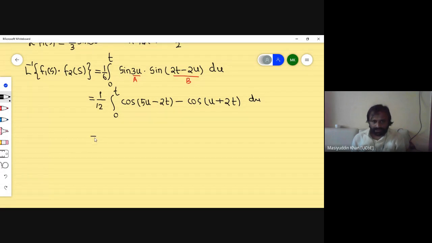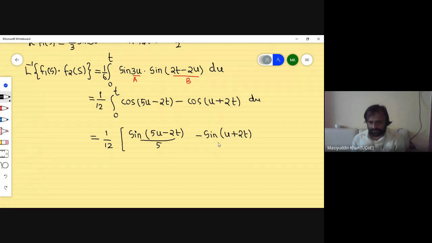Now we are getting 1 by 2. The integration I'm applying directly here. Cos integration is sine. So sine of pi u minus 2t by pi u minus sine of u plus 2t upon 1, or you can neglect the terms by 1, from 0 to t, substituting upper limit minus lower limit, with 1 by 12 as it is.